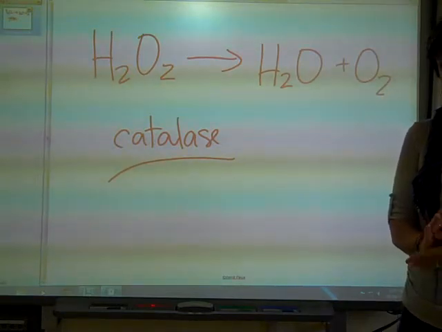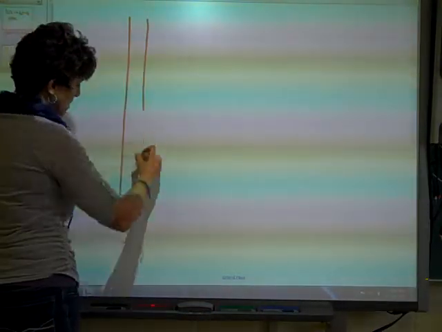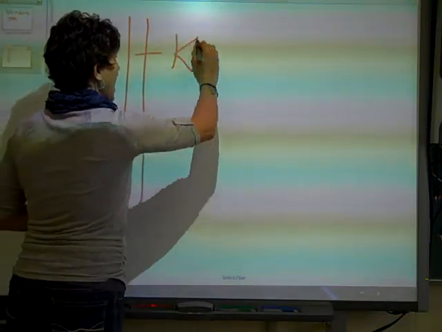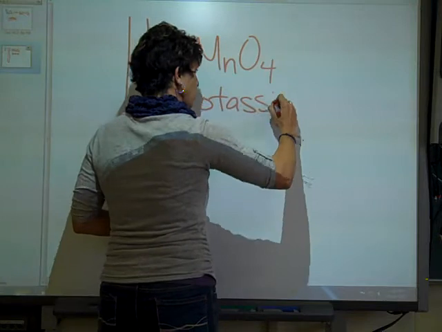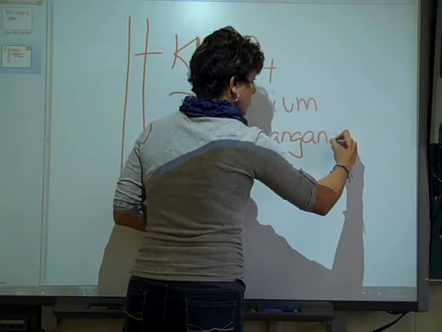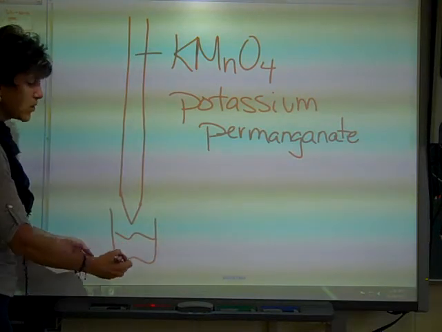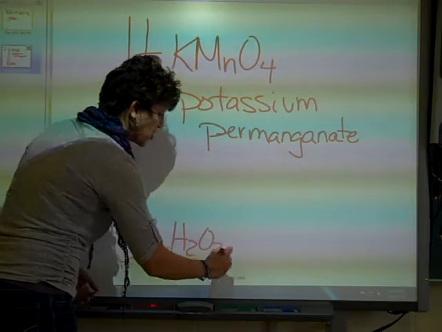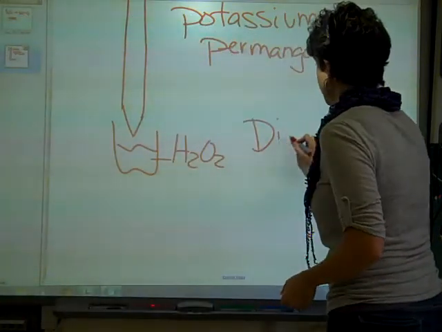Bubbles is not a good way of measuring though, so we're going to use a titration. If you remember the way a titration works, you fill up a burette with an indicator. We are going to use KMnO4, which is called potassium permanganate. And the amount of potassium permanganate that we use is directly proportional to how much H2O2 is present. So we're going to be looking for disappearance of substrate.